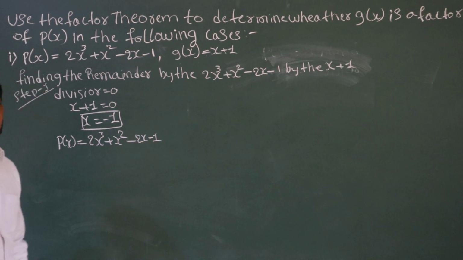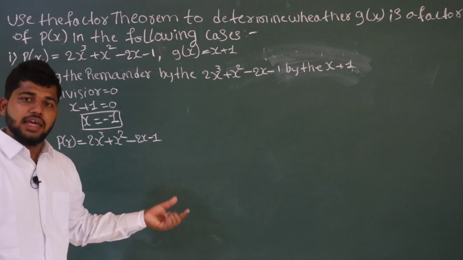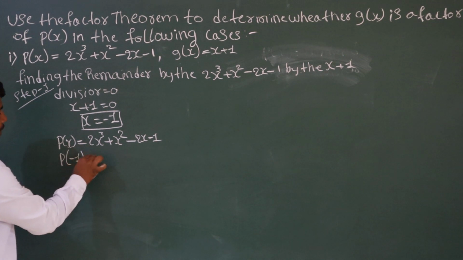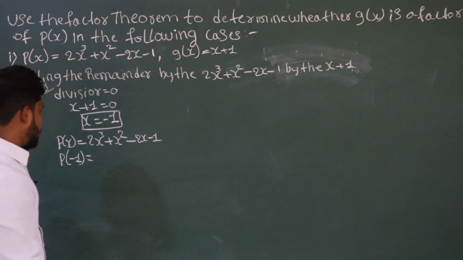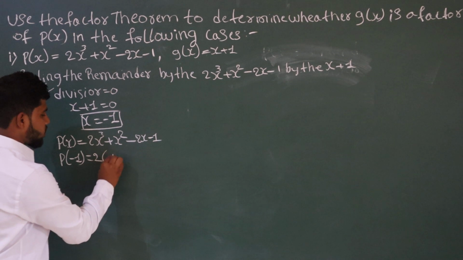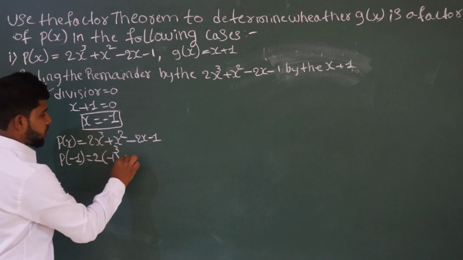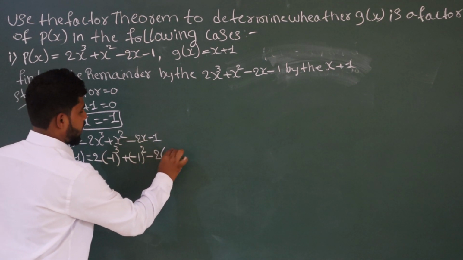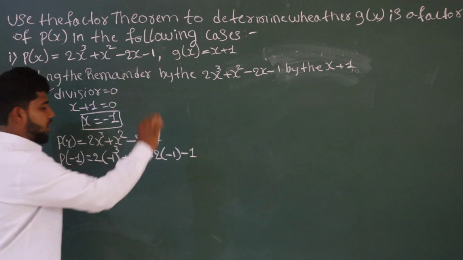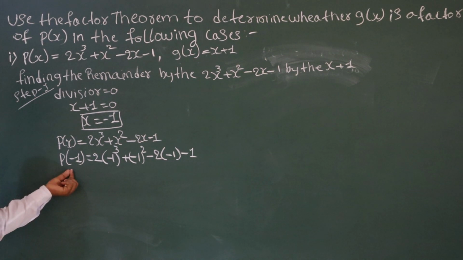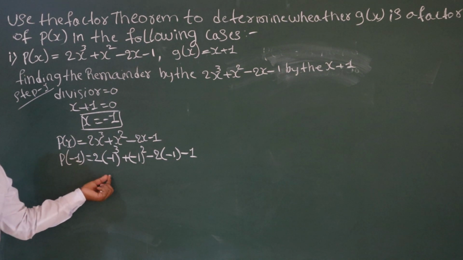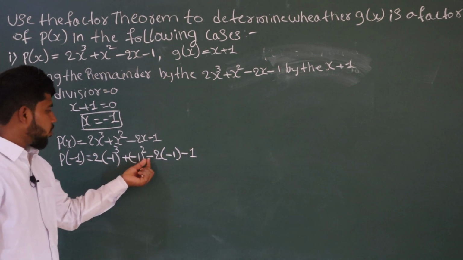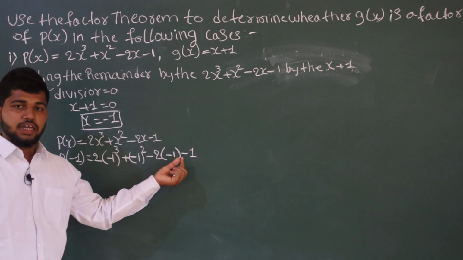Now we already got the x value. What is the x value here? Minus 1 is the x value. In the place of x, we are putting the value minus 1. Now 2 bracket minus 1 whole to the power of 3 plus minus 1 whole to the power of 2 minus 2 bracket minus 1 minus 1. Wherever x is present, we use the value minus 1.